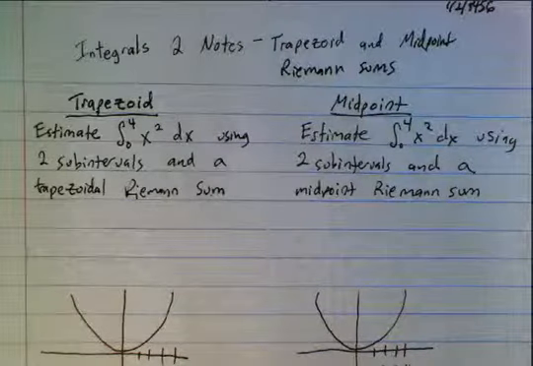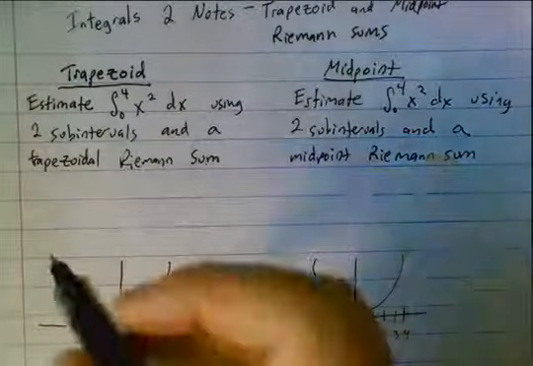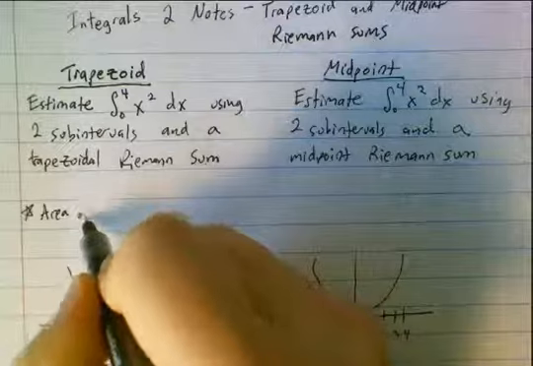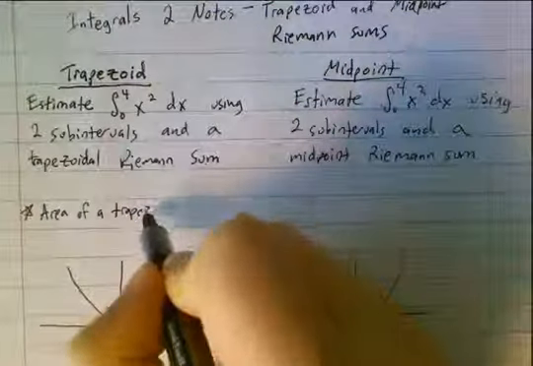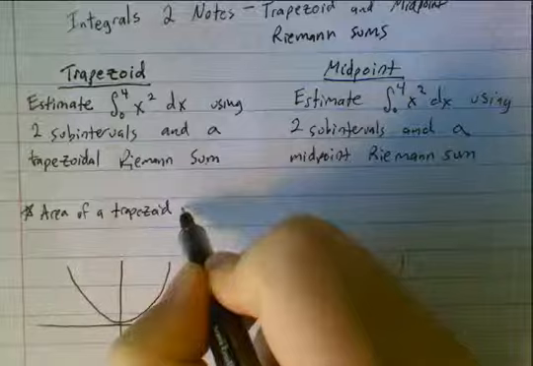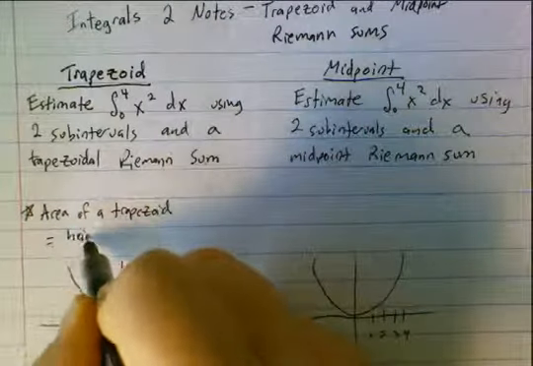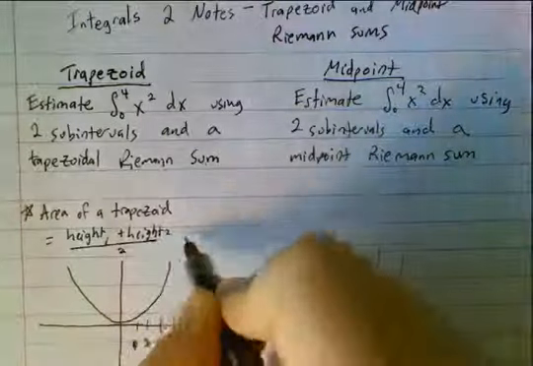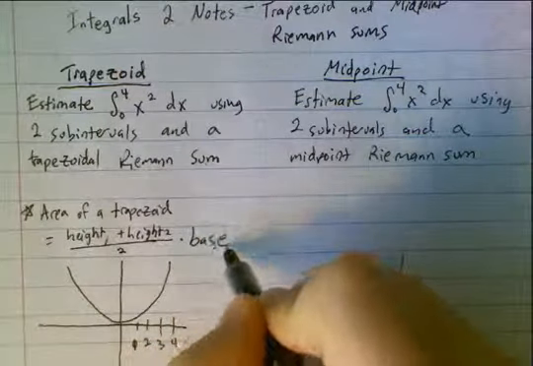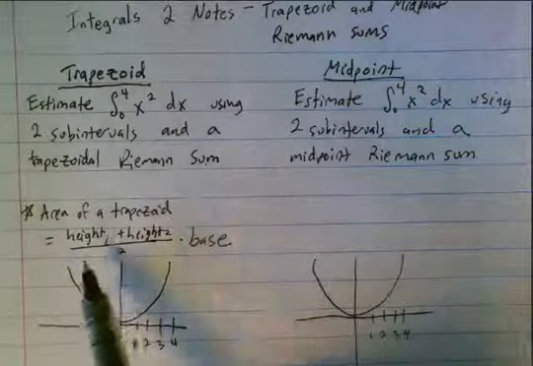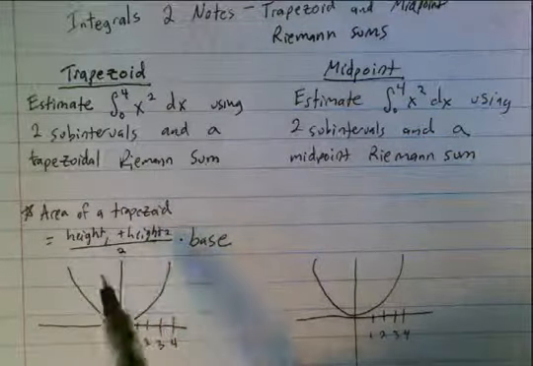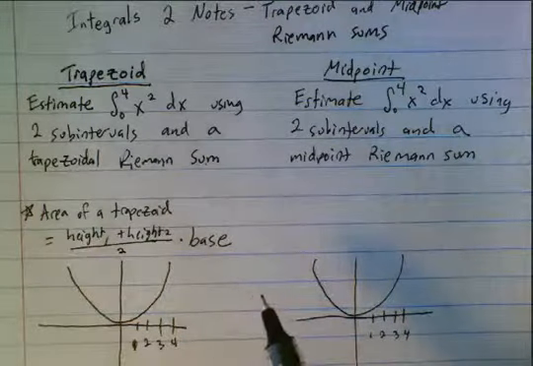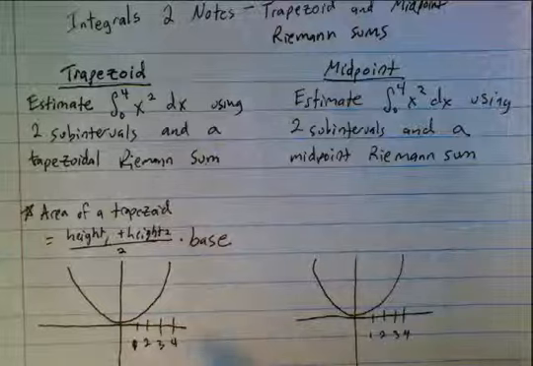Okay? And there are a couple of key things that we have to remember in order to do these problems. One, the area of a trapezoid in this case is going to be height 1 plus height 2 over 2 times the base. This is also expressed as base 1 plus base 2 over 2 times the height, but for us the height is going up and down here, and basically what we're going to do is just take the average of the two heights and then multiply by the base.